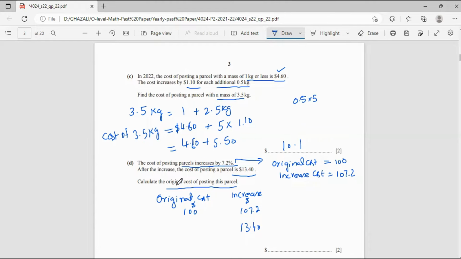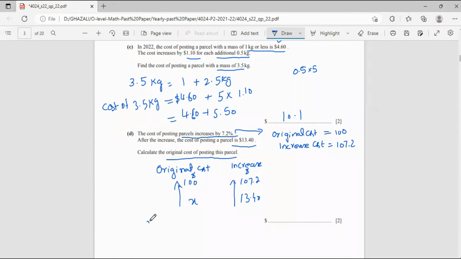$13.40. What is the original cost? We suppose it is X. Now we take the ratio X over 100 equal to 13.40 over 107.2. It means if the original cost is 100, the increased cost is 107.2. And if the increased cost is 13.40, what is the original cost? It is X.